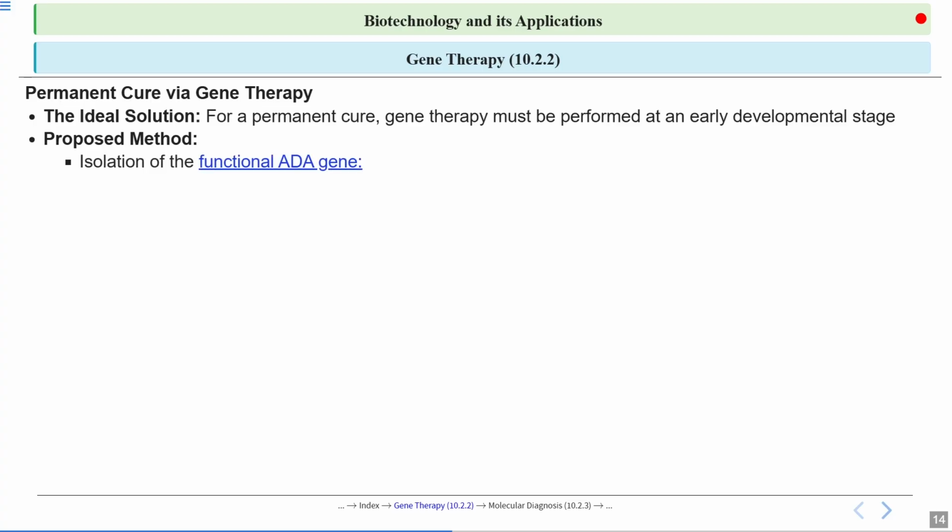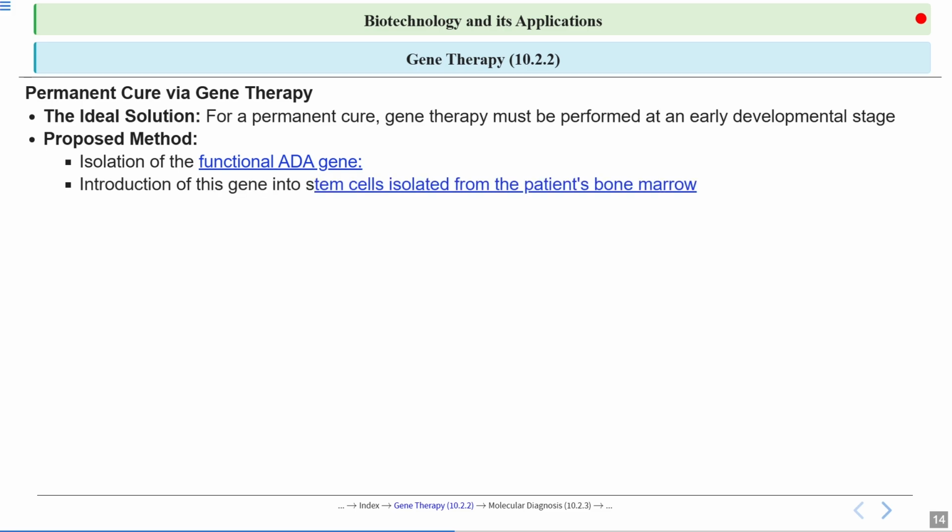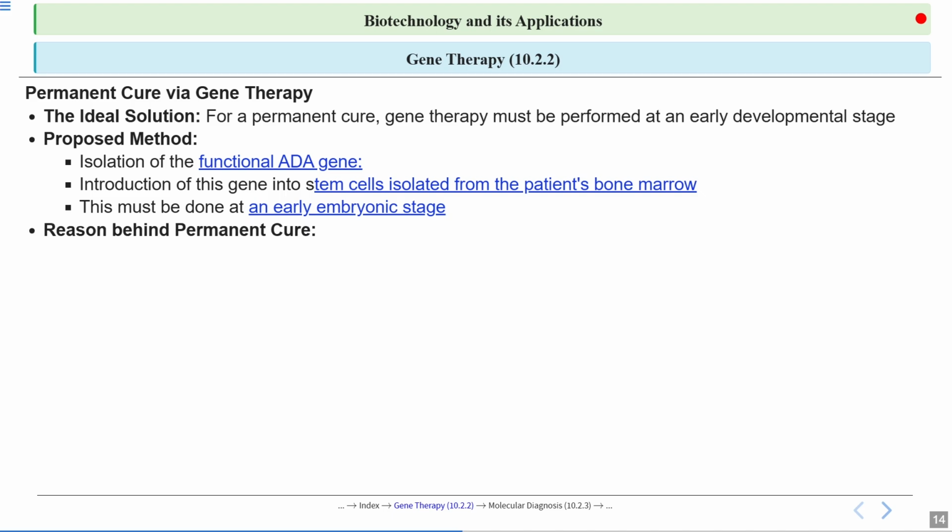We can isolate the functional ADA gene and introduce it into stem cells isolated from the patient's bone marrow. We know what stem cells are: cells which have the ability to differentiate into any kind of cell. So we isolate a functional ADA gene, then introduce this gene into the stem cells taken from the patient's bone marrow. This must be done at an early embryonic stage, so we have to do this when the child is in the embryo form only. Okay.